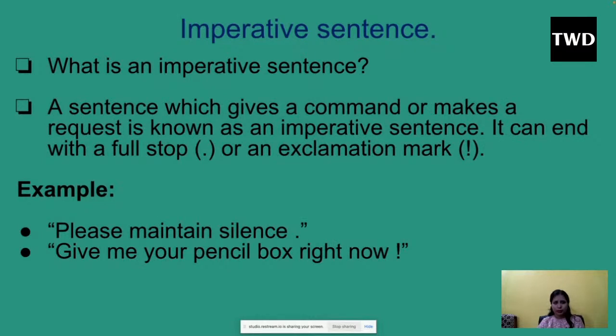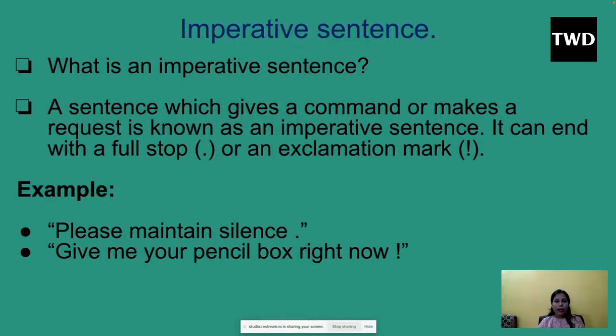Imperative sentence. Yes, an imperative sentence can be a command as well as a request, and it can end with a full stop or with an exclamatory mark. It totally depends on the type of sentence you are creating. So if you are requesting something, please maintain silence. The moment you use "please" in your sentence, that means you are requesting something from the listener, and it ends with a full stop.